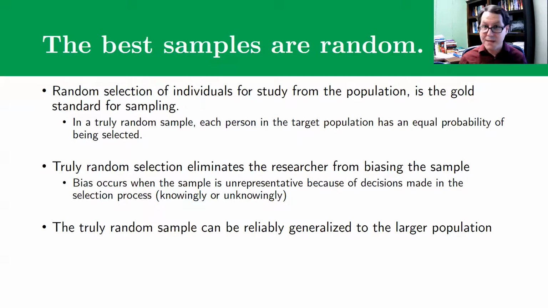So randomness helps to reduce researcher-induced bias, but randomness also is nice because statisticians have studied randomness and how random samples behave, and we can say some things fairly precisely about how random samples relate to the larger population. So it helps us with that generalization piece that we want to be able to do.